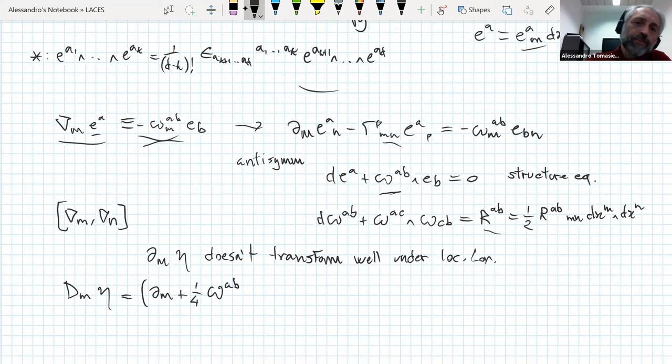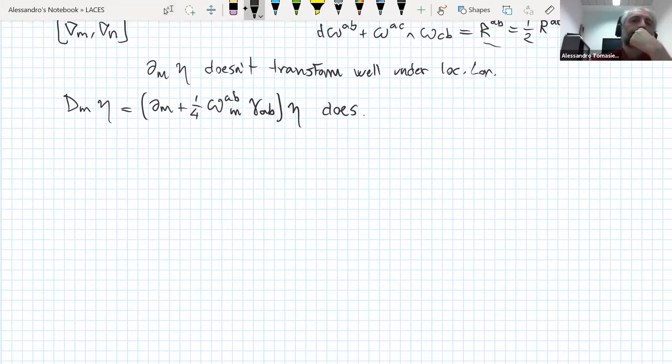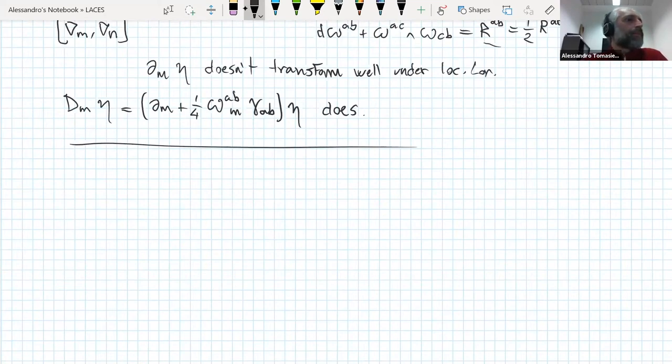And omega transforms, I mentioned that it transforms under local Lorentz, and it does just so, just in the right way, so that it does transform well under local Lorentz. Very good. Now, with spinors, these are general things about spinors that you can find in many books.